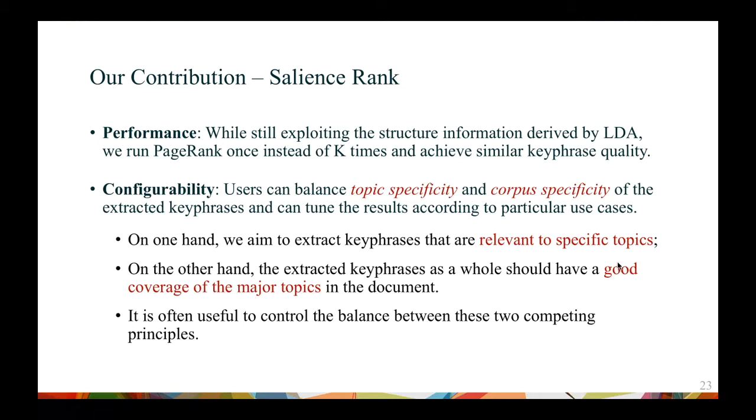To give an example, if you are looking at a journal paper about machine learning and you're an expert in machine learning, you're probably interested in phrases that are very specific. But if you're very new to machine learning, you probably prefer phrases which are very generic. So that really depends on the audience and the application. Sometimes you want different emphasis on key phrases. And SalienceRank offers you a free parameter you can choose to balance these two competing principles.